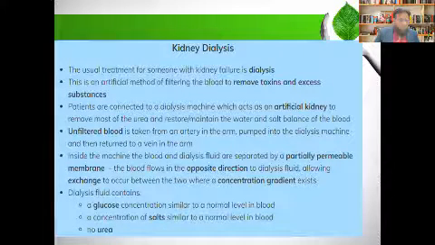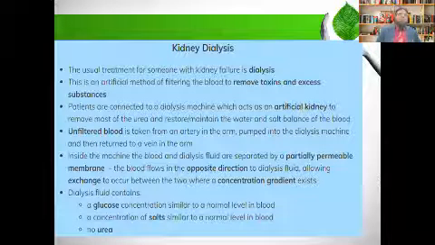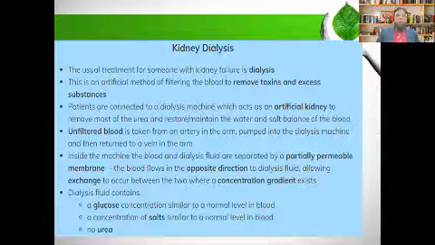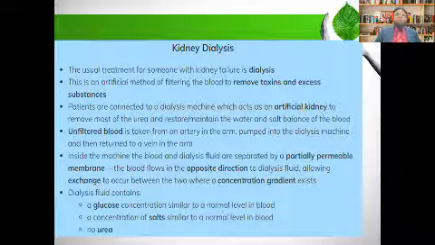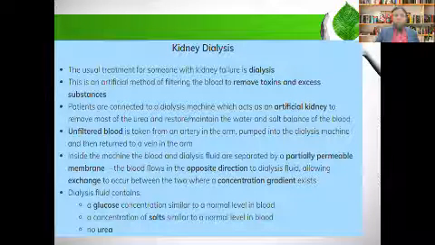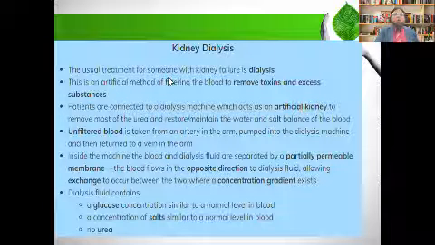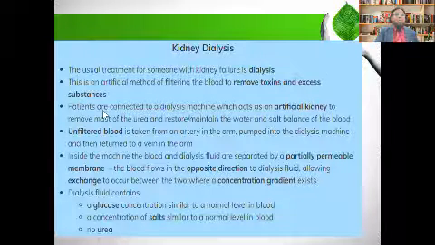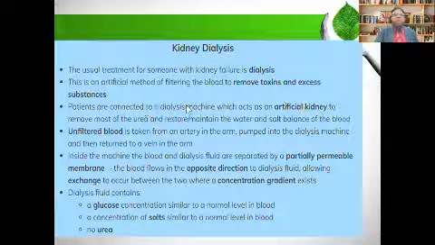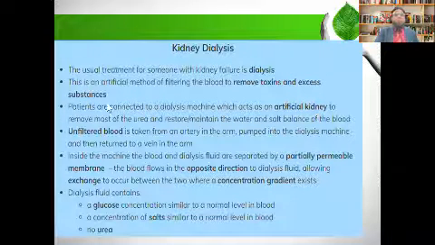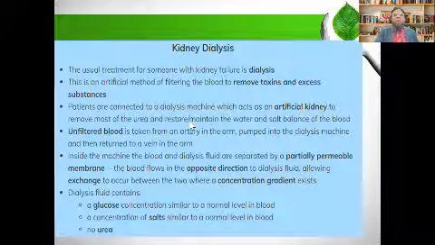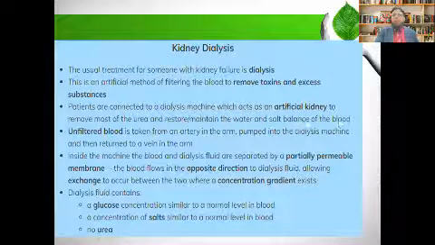Now kidney dialysis. Sometimes there is a problem in the kidney, sometimes there are kidney stones, or sometimes there is a severe infection due to which the kidneys are in disorder and not working. So there is an artificial way to remove the urea. The useful treatment for someone with kidney failure is dialysis. This is an artificial method of filtering the blood to remove toxins and excess substances. Patients are connected to a dialysis machine, which acts as an artificial kidney to remove most of the urea and restore or maintain the water and salt balance of the blood.